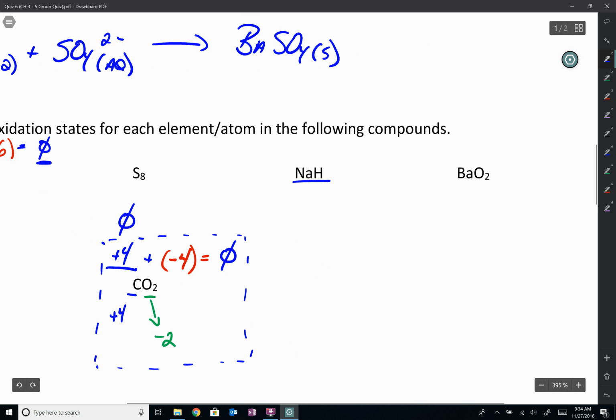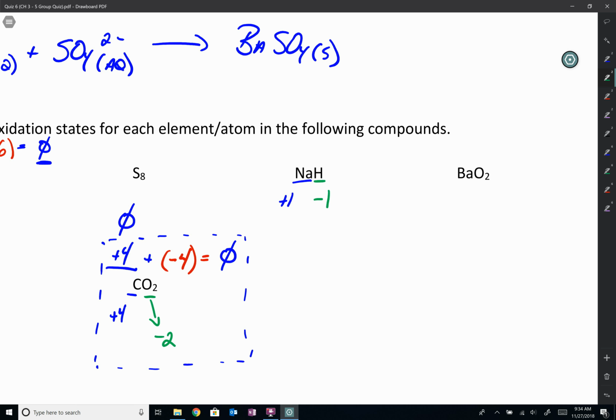Moving on to NaH, sodium hydride. If we look at our rules, sodium is our known. Sodium's always going to be +1. If sodium's +1, the hydrogen has to be -1 for everything to add up to be equal to 0. Now this is unusual, right? This should kind of raise a red flag, in the sense of hydrogen is typically +1 unless it is bound to a metal. Sodium is a metal, sodium is the +1.